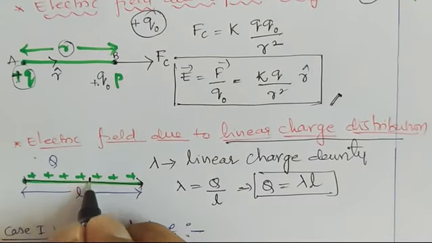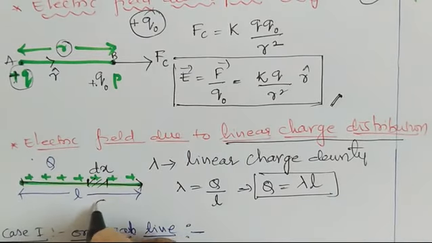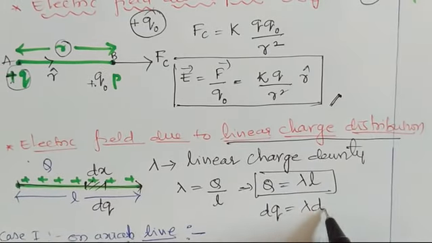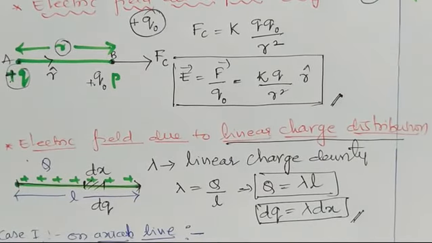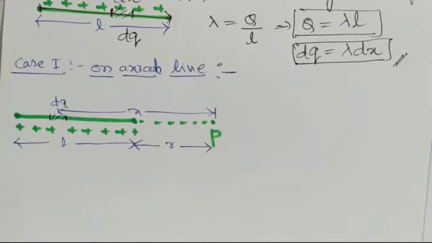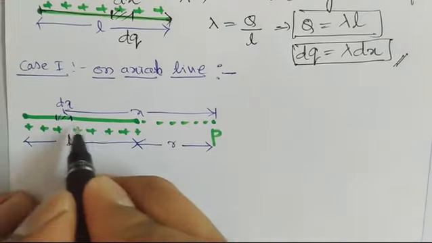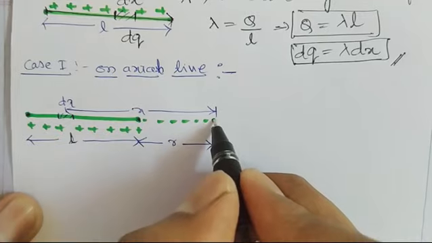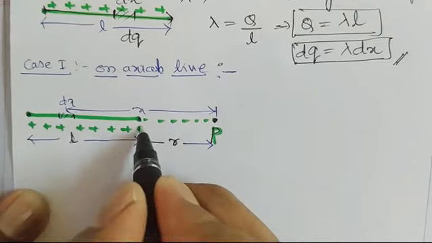See, if you want the charge on a small length, let us consider this is a small length dx. Then the charge on this dx will be what? Dq. So I can write dq is equal to lambda dx, where dx is the length. We will use this expression now. In this one we will discuss the first case. See, on the axial line, I have taken a conductor of length L, which is having charge q. I want to find out the electric field at point P, which is at a distance of R from one end.